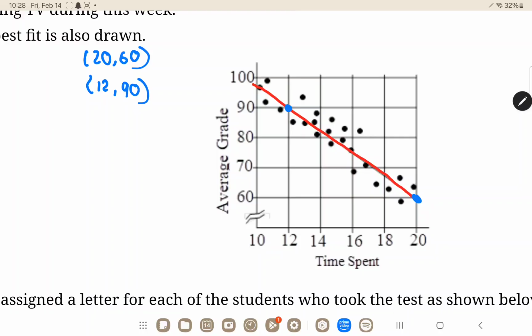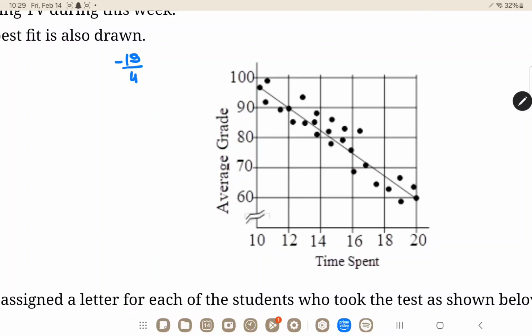Now we have to find the slope. How do we find the slope? y2 minus y1 over x2 minus x1. So 90 minus 60 over 12 minus 20 gives us 30 over negative 8, which can be simplified to negative 15 over 4. So this is our slope, of course. Now we're gonna need to find the equation. Oh no, I took everything away. Anyways, negative 15 over 4 was our slope.